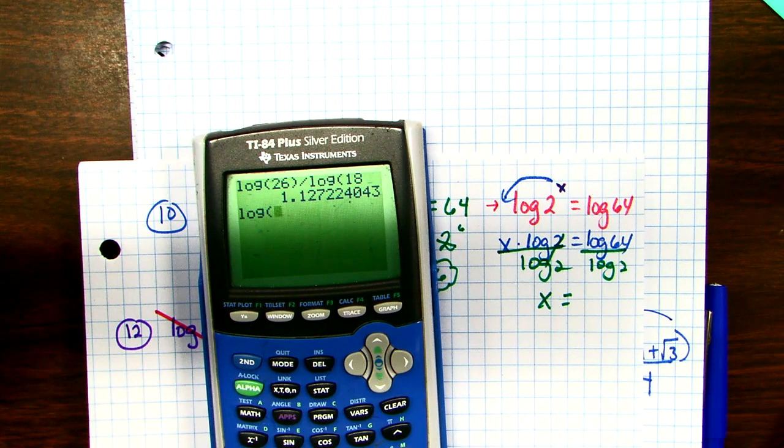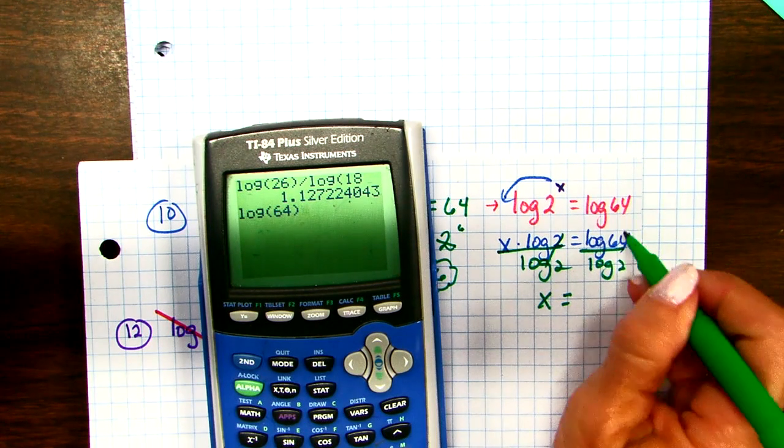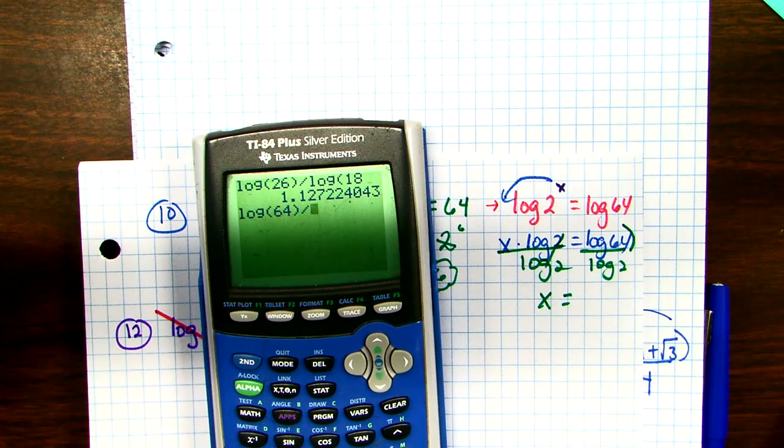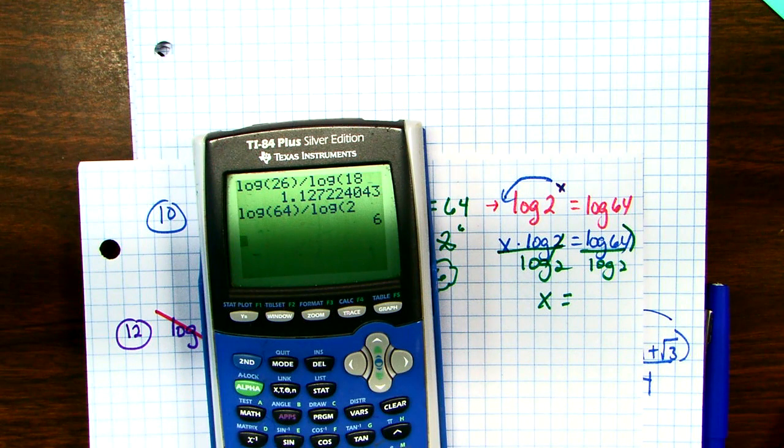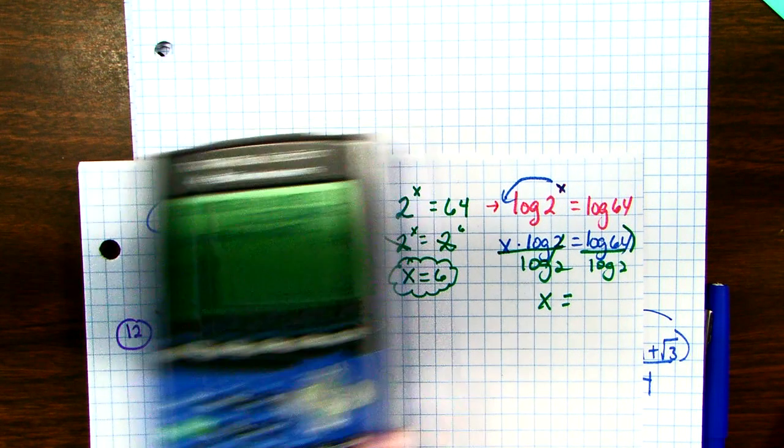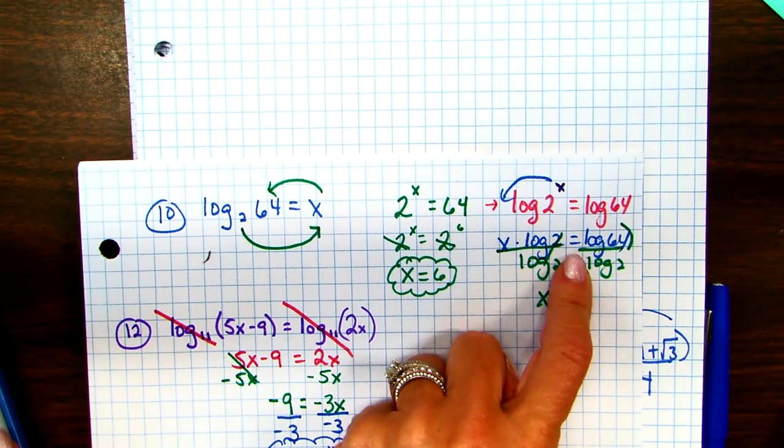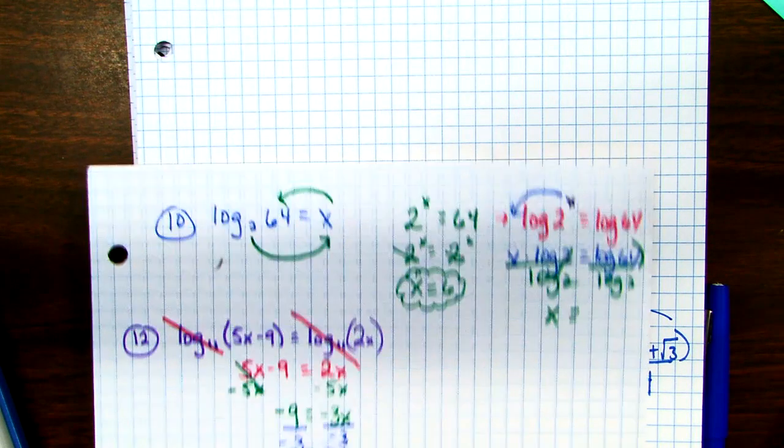So log 64, close my parentheses, divided by log 2. And you can see I got 6. Okay, so that log method works for all of the exponential problems. So if you don't like finding like bases, like we did here, you could always use this method. Up to you.